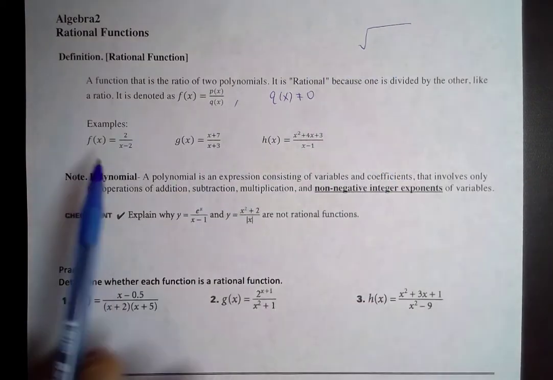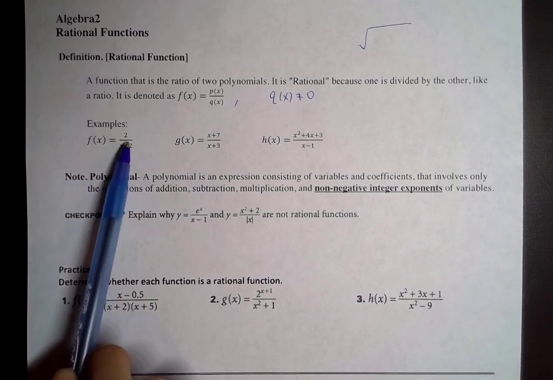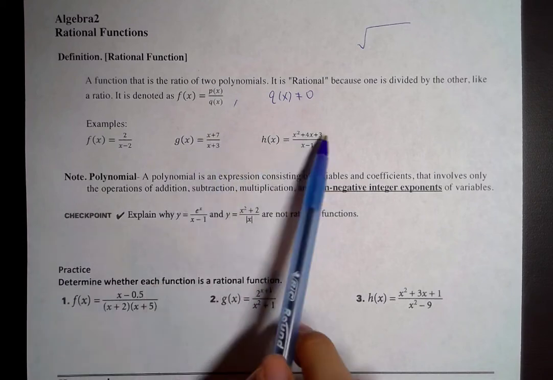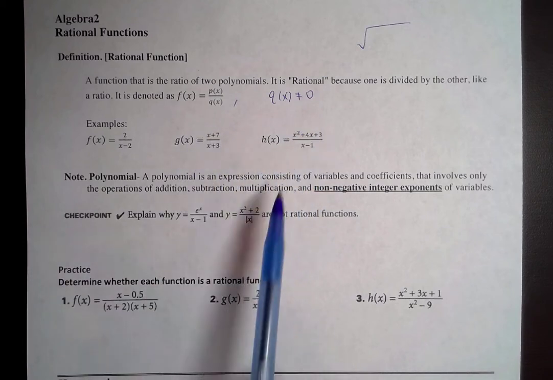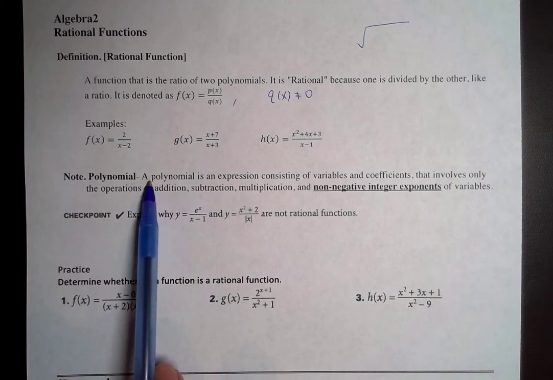So we have this, and then that's an example, guys. The function looks like that. Now you have a function that looks like this fraction form, okay? Like this. All right, so that's the definition. But I just want to go over what a polynomial was, right? Polynomial, what is that? So look at this note.